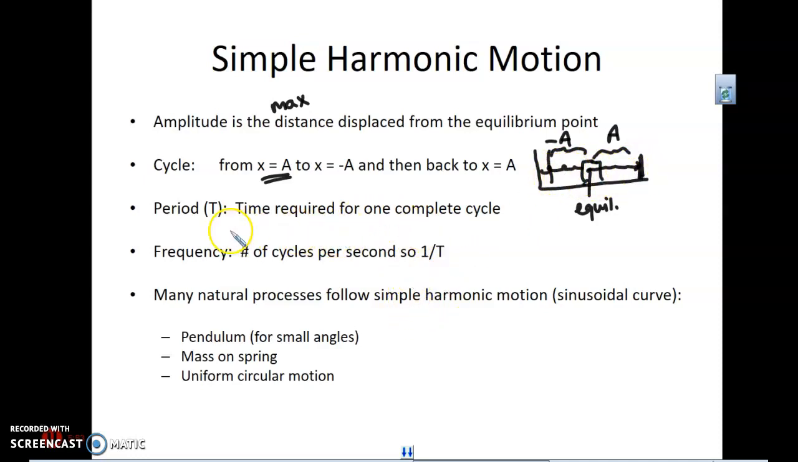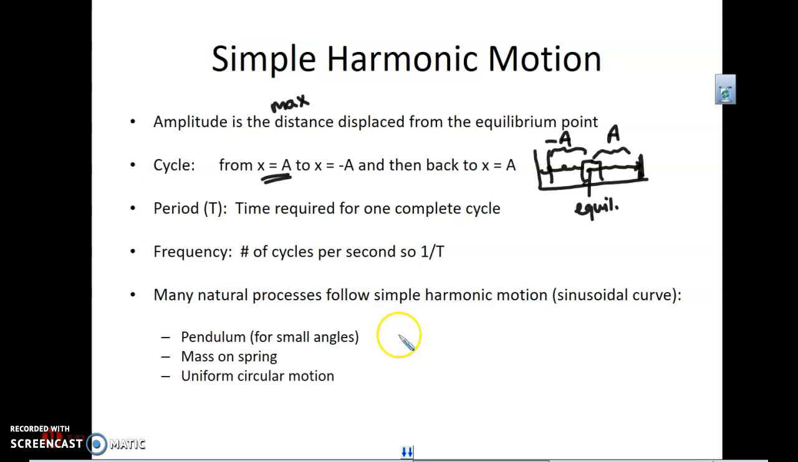Okay. The period is T. This is the time required for one complete cycle. And frequency, if you think about just standing at a point and watching this thing go by, how many cycles go by per second? And so frequency is 1 over the period, or 1 over T. So those are some things you might want to jot down.